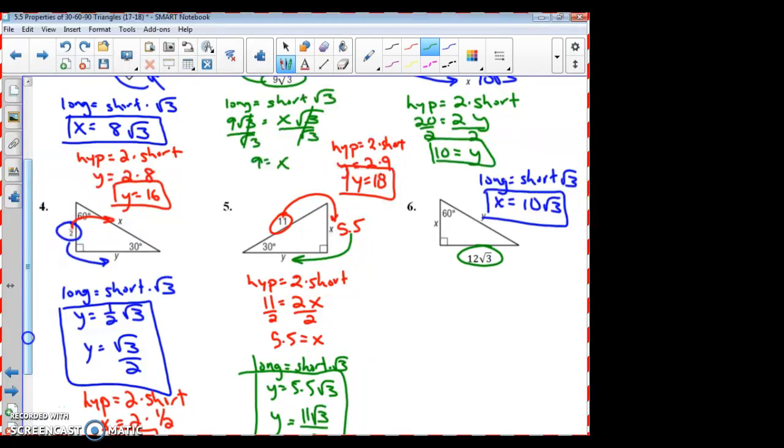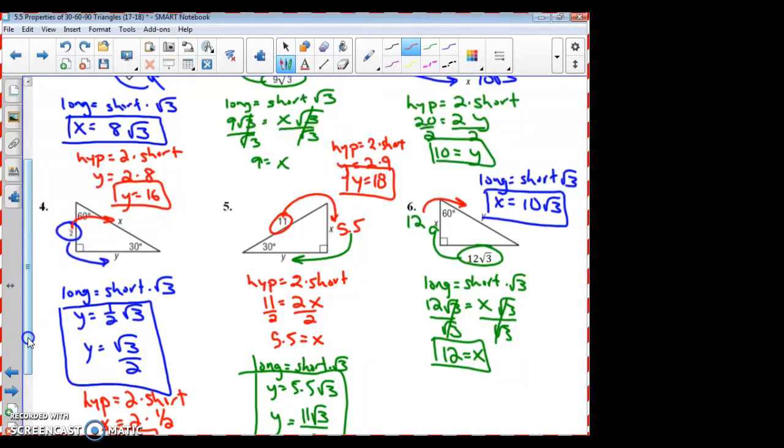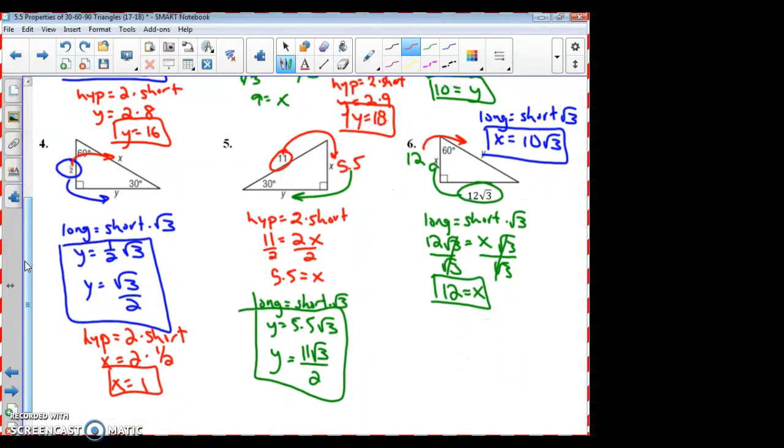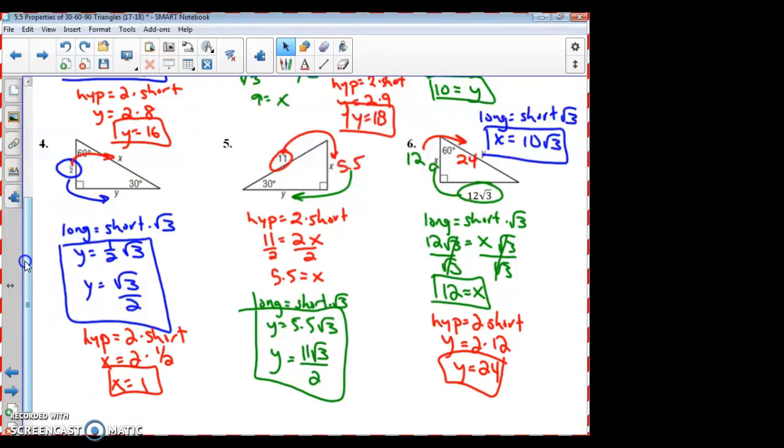With question 6, we know the long side, and so the long side is the short side times the square root of 3. So 12 square roots of 3 equals the short side unknown times the square root of 3. Undo multiplication by dividing. The square roots of 3 cancel out, and so the short side has a length of 12. We can then use that short side to make our way to the hypotenuse. The hypotenuse is 2 times the short leg, and so y equals 2 times 12, and so the hypotenuse ends up having a length of 24. So that is the 30, 60, 90 relationship.